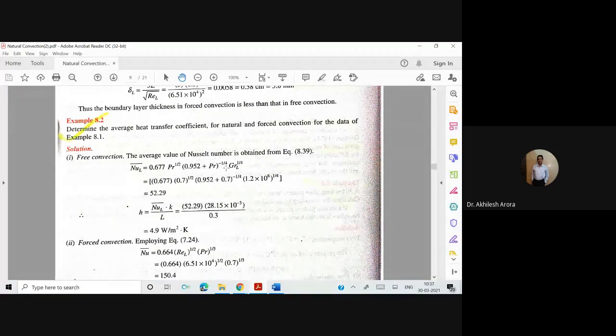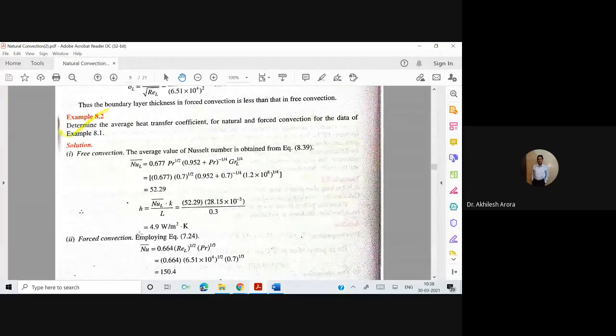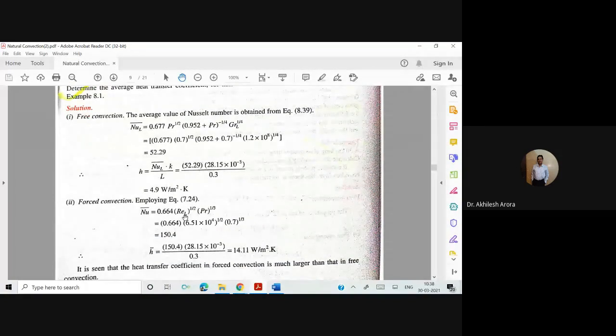This was the equation. So you can put all the values, and from here you can calculate the value of the heat transfer coefficient. Similarly, for forced convection, this is the equation: 0.664 Reynolds number to the power 1/2, Prandtl number to the power 1/3.